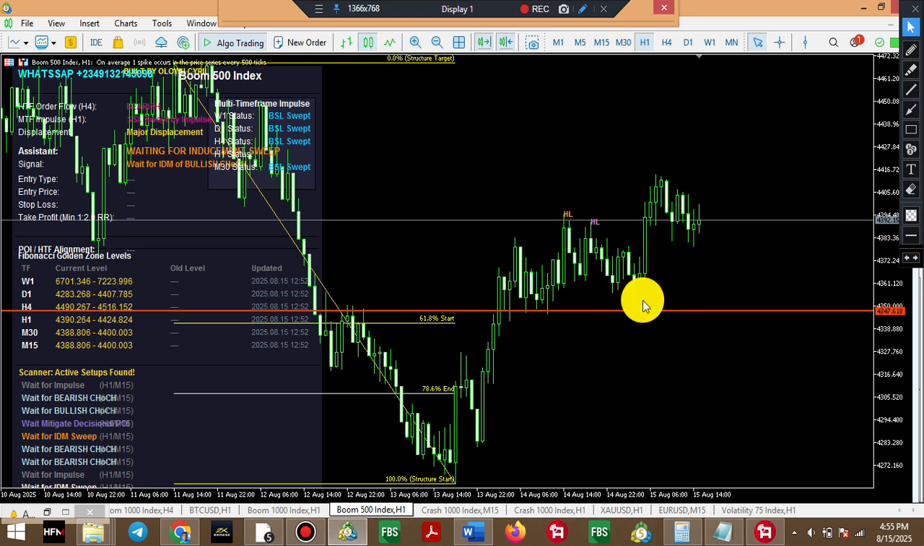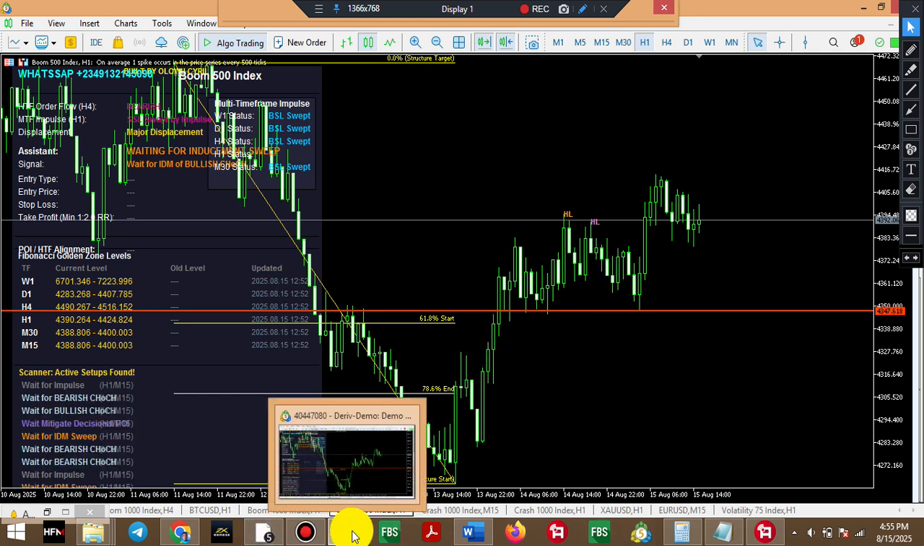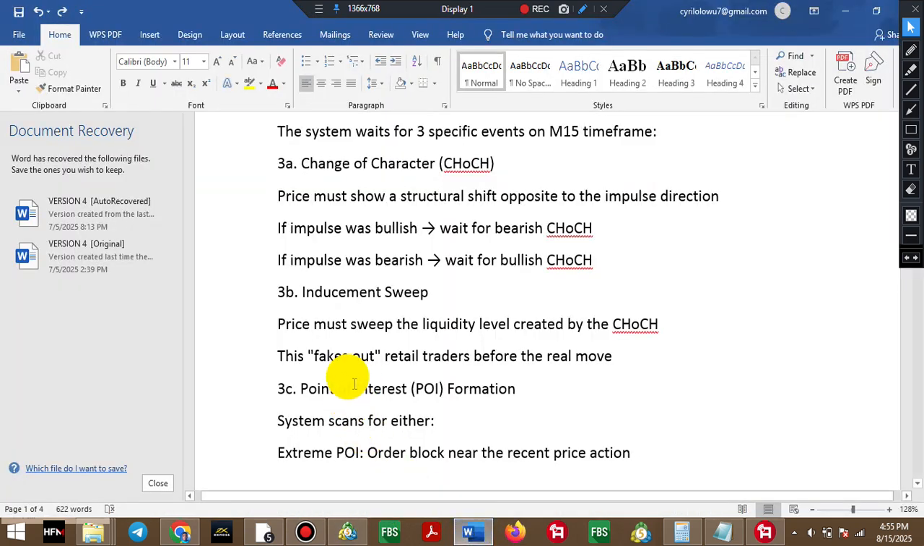It was this move, right? And it has an inducement. Before price is going to trigger any signal for you around that zone, what price is going to do is that fake out, that change of character. This fake out is to trap retail traders before the real move. That means it's going to push all the retail traders.